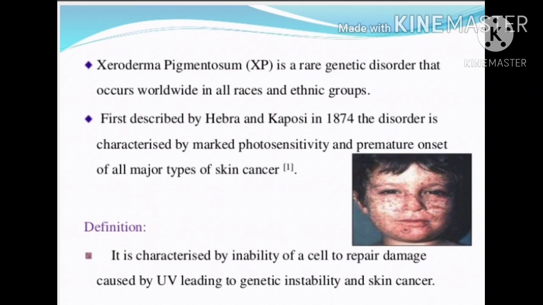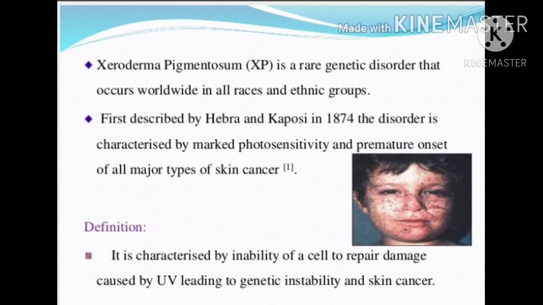Xeroderma pigmentosum is a rare genetic disorder that occurs worldwide in all races and ethnic groups. It was first described by Hebra and Kaposi in 1874. The main symptoms of this disorder are higher photosensitivity and premature onset of all major types of skin cancer. So what are the two main characteristics of this disease? One is photosensitivity, and the second is the early onset of major types of skin cancer.